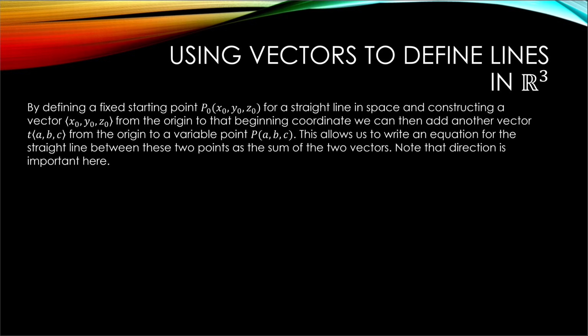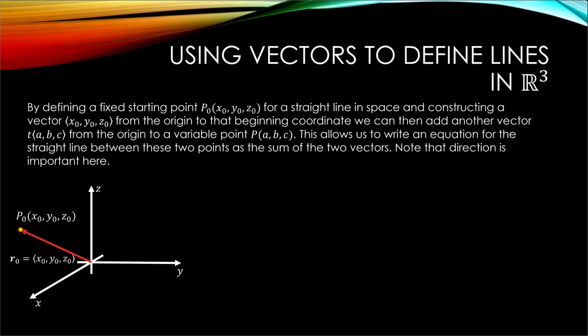If I define a point in space, let's call it P sub naught, and it has the coordinates x naught, y naught, z naught, I can construct a vector from the origin to that point, and I'll call that vector r sub naught with components x naught, y naught, z naught. And then I can look at another point in space. I'll call that P with coordinates a, b, c. And the vector that goes between the origin and my second point, I'll call r sub 1, and it's equal to a scalar t times the vector with components a, b, c.